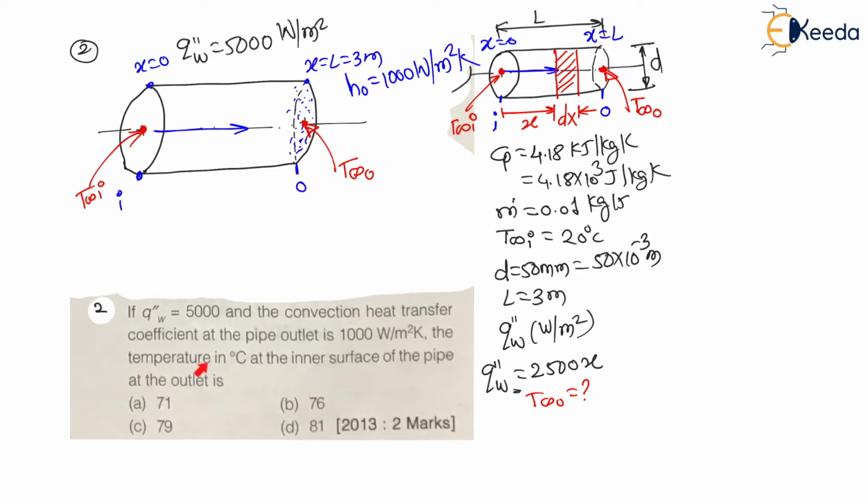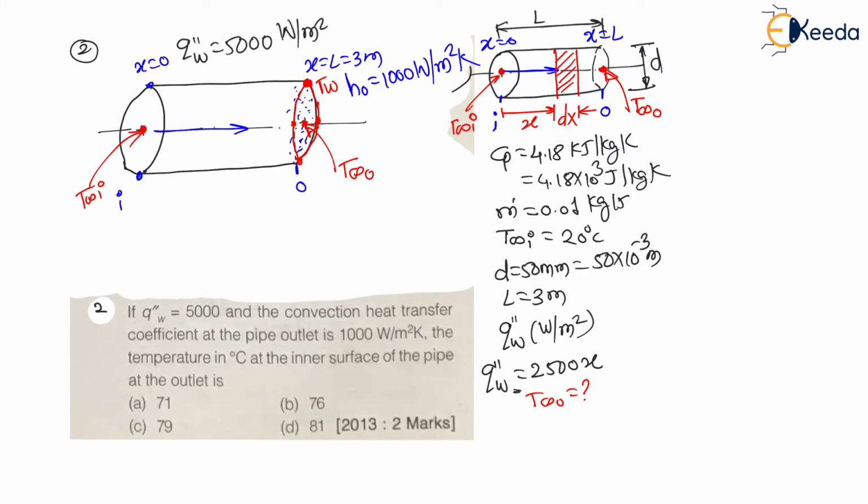Then the temperature in degrees Celsius at the inner surface of the pipe at the outlet is. Now my dear students, the question is not to find T infinity O. The question is to find the temperature in degrees Celsius at the inner surface of the pipe at the outlet. At outlet, the inner surface of the pipe is here. This will be the inner surface of the pipe. They are asking the temperature on this surface, which means they are asking the wall temperature. Wall temperature means the temperature on this solid body of the pipe, not in the fluid.